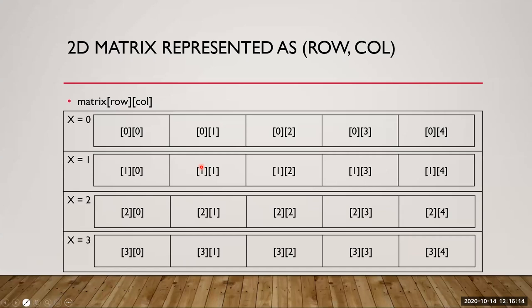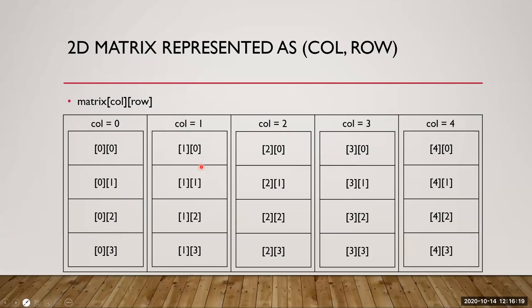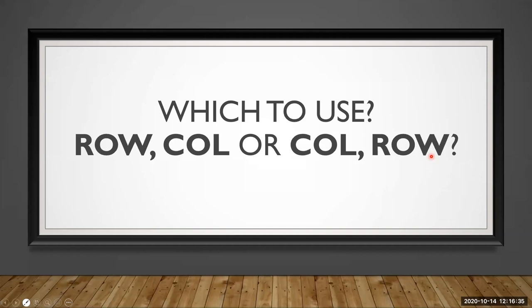Okay. So there is another representation which is less common, which is basically the other way around, where you create the columns first, and then inside the column are your rows. Now, the question is, which representation should we use? The row-column or the column-row? The answer is actually up to you. It really depends on the situation. In CS1010E, we'll mostly use row-column, but there's nothing stopping you from using column-row.